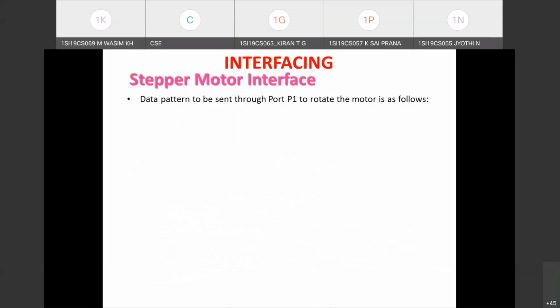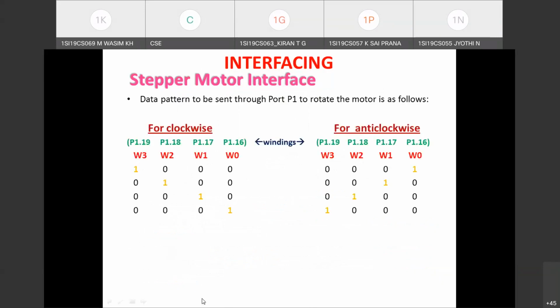Coming to the data pattern to be sent through port P1 to rotate the motor. This is the data pattern you need to consider. If you want to rotate the motor in the clockwise direction, what is the order in which you need to send the bit pattern? Just observe port 1.19. It is not compulsory that you supply the voltage to only one winding at a time. It is possible to supply voltage to 2 windings at a time, and the magnetic field will be generated in some direction. But here, for simplicity, we are supplying the voltage to only one winding at a time.